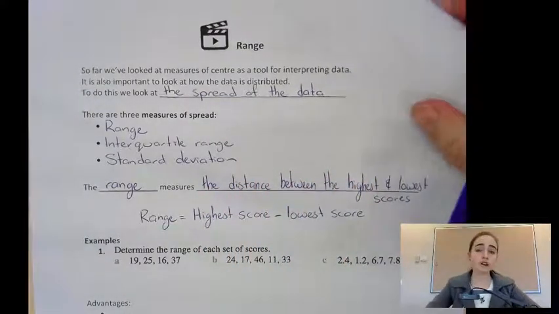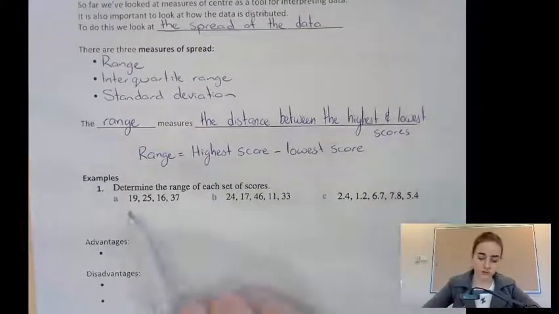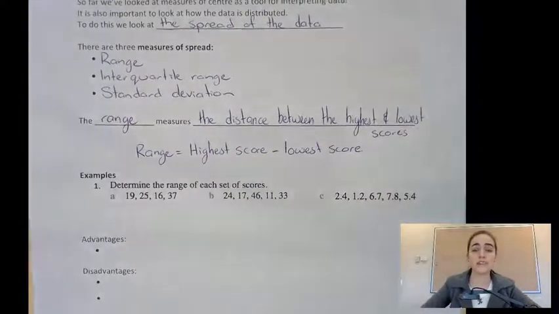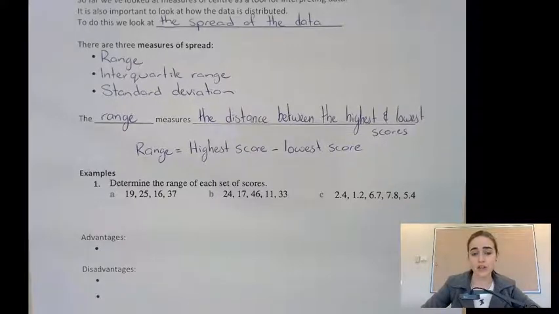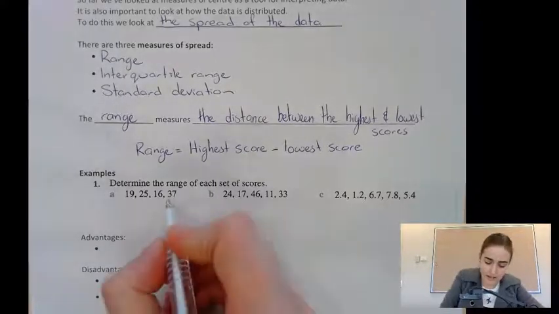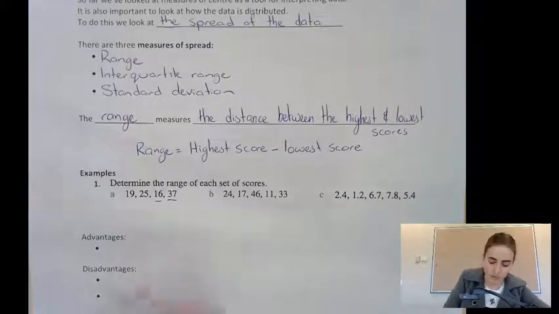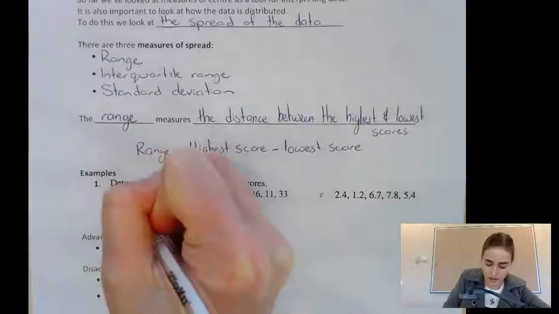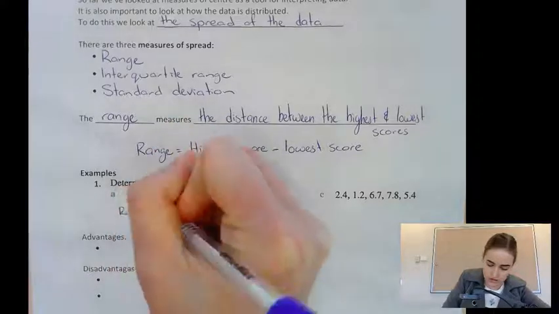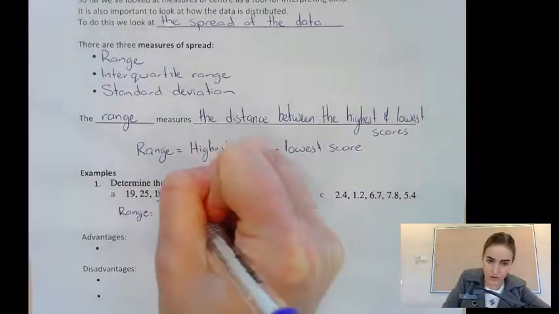So if we have a look at a few examples of that, we've got three data sets here, and for each one we're asked to calculate the range. So for our first one, our highest score there is 37 and our lowest score is 16. So our range is going to equal 37 minus 16, which will give us 21.